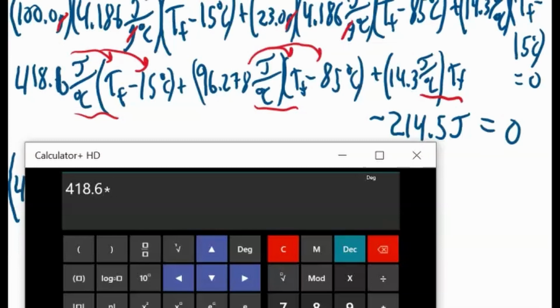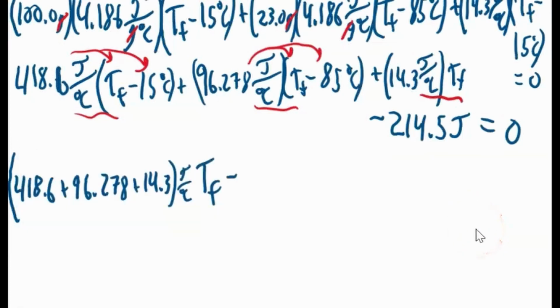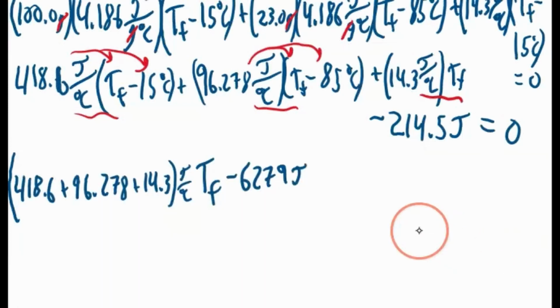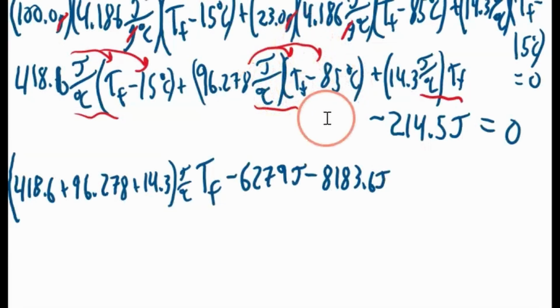418.6 times negative 15. I'll just say 15, knowing that it's negative. So that's negative 6279. Degrees Celsius cancel out, so we're in joules. This times 85, so 96.278 times 85 is 8183.6, minus 8183.6, and degrees Celsius cancel out, so we're left with joules, which is good.